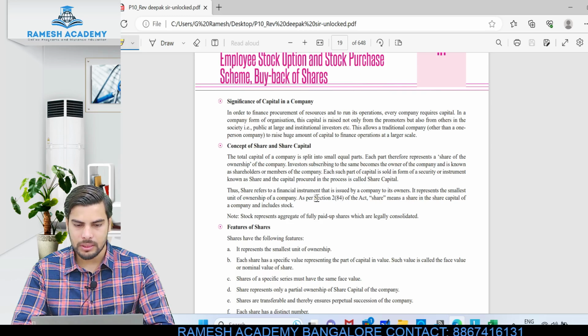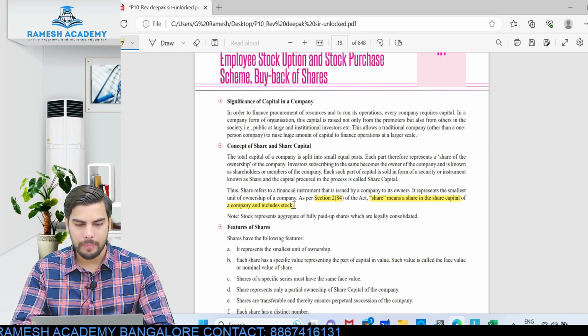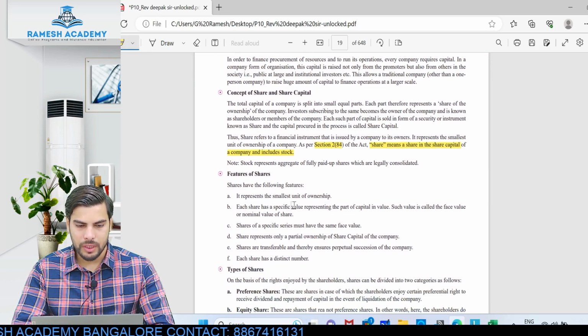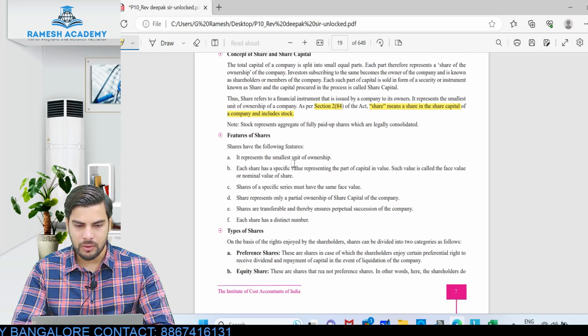Okay, so look at this. Section 2 clause 84 of the Act: share means a share in the share capital of the company. Okay, a share is a what? A share is a share in the share capital of the company. Clear? Now what are the features of shares? So shares will be having the following features. Okay, so let's look into what exactly will be the features of this.